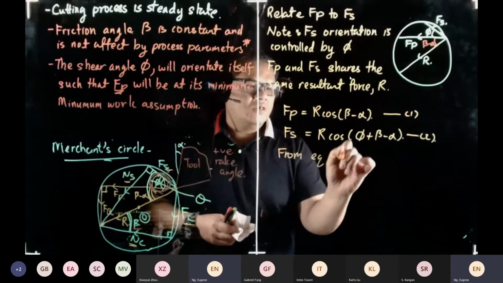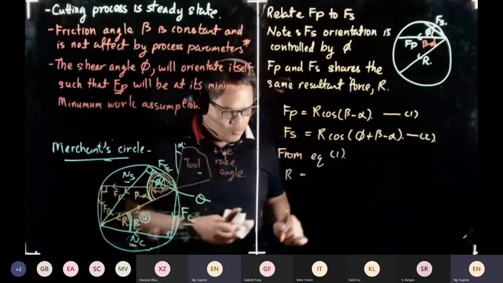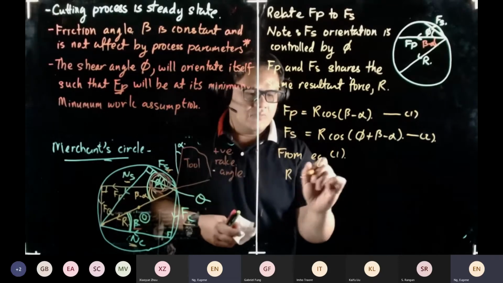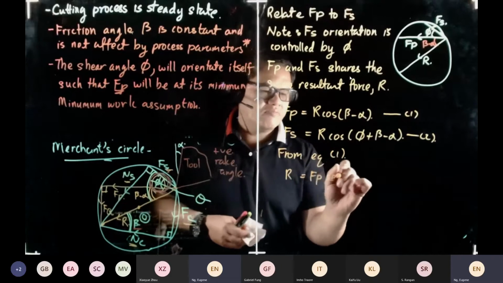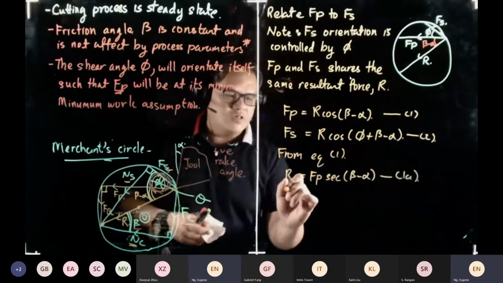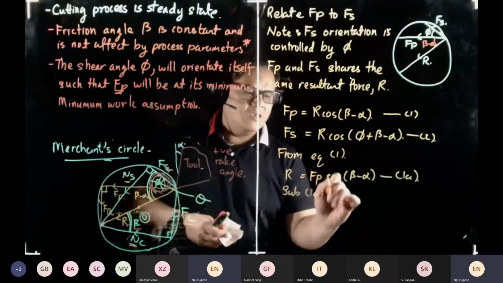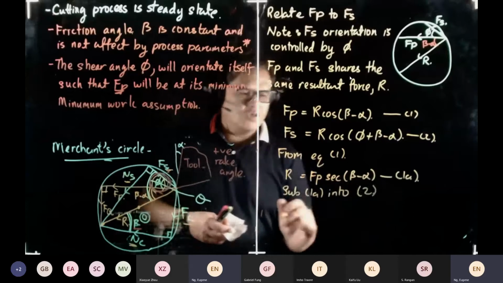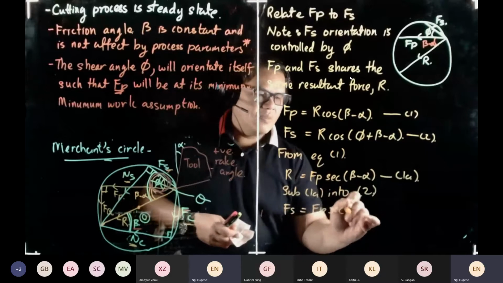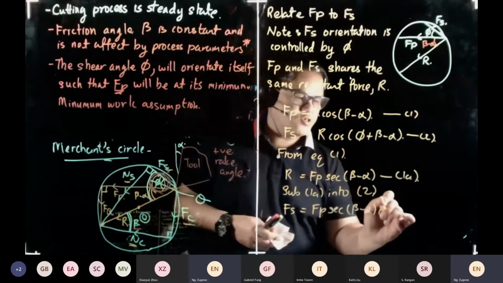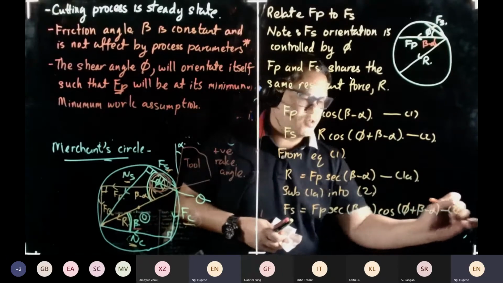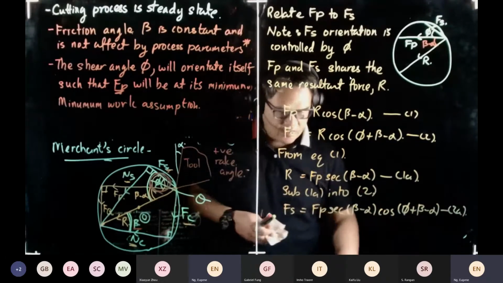From equation number 1, we know that R is equal to Fp secant beta minus alpha. This is equation 1a. We're going to substitute 1a into equation 2 now. So we have Fs is equal to Fp secant beta minus alpha, cos phi plus beta minus alpha. This is our equation 2a because it started from equation 2. So we have our Fs.